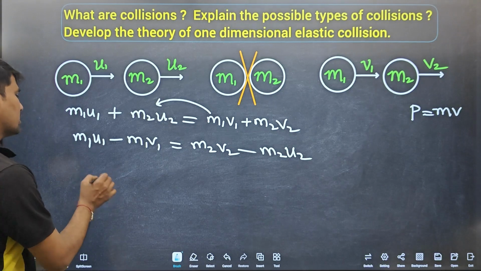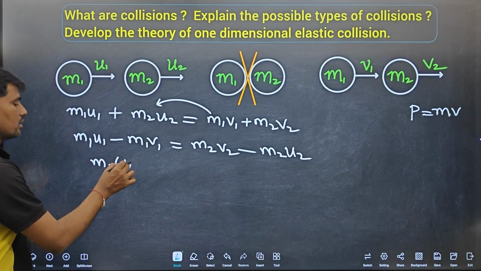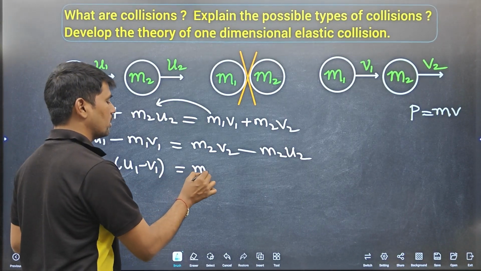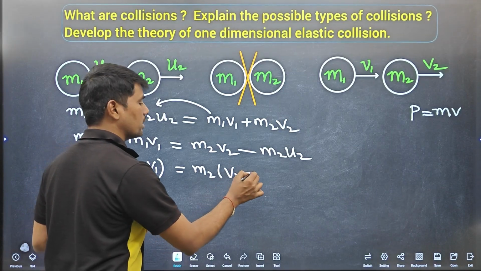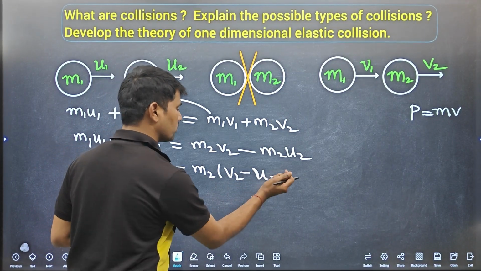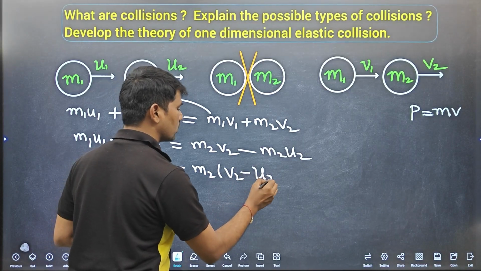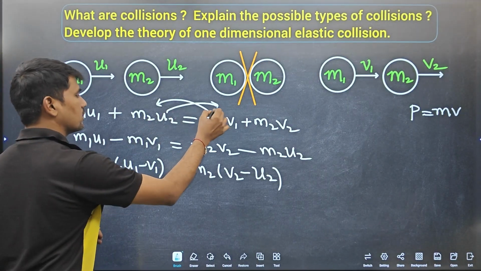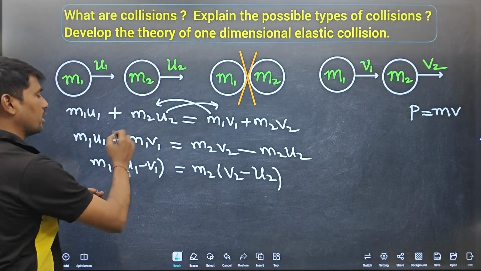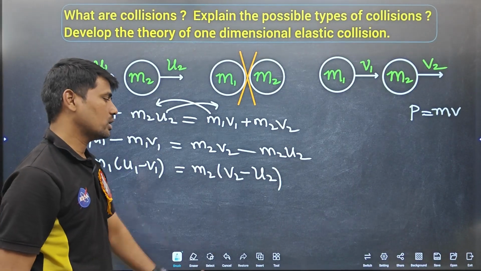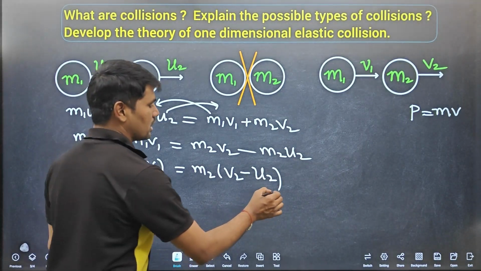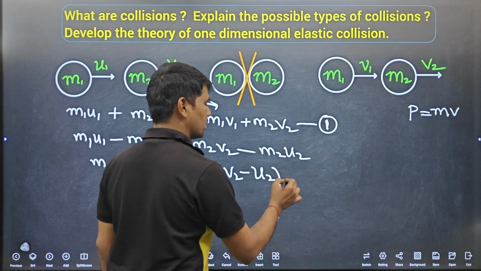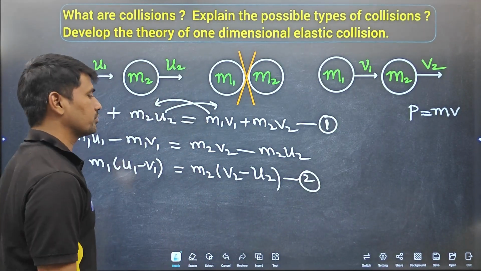Right. So from this we can take out m1 as common, that is m1 (u1 minus v1) is equal to, if you take out m2 as common, m2 (v2 minus u2). I hope you understood. We are just transposing this to the other side. To take out m1 as common, we take the m1 v1 terms on one side and the m2 terms on the other side. This is the first equation, and this I am taking as the second equation.